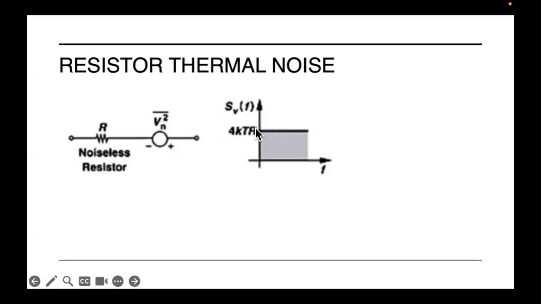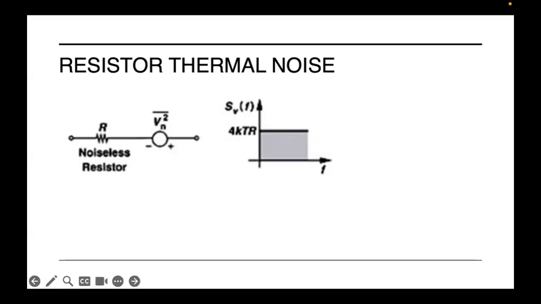This voltage source is a white source, so it has a uniform spectrum with a value of 4kTR. As you see here, we are using the single band representation. If you use a double band representation, this 4 will turn to 2. And k here is the Boltzmann constant, T is the operating temperature, and R is the value of the resistance. So using this equivalent model, you can simulate the impact of the noise by adding this series voltage source.